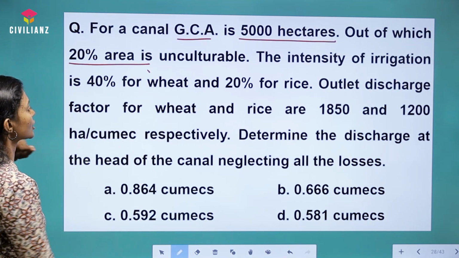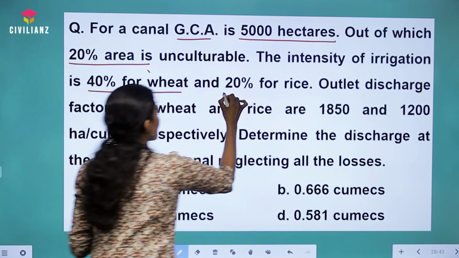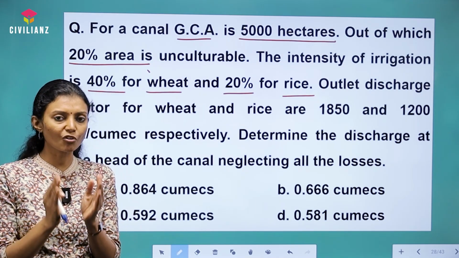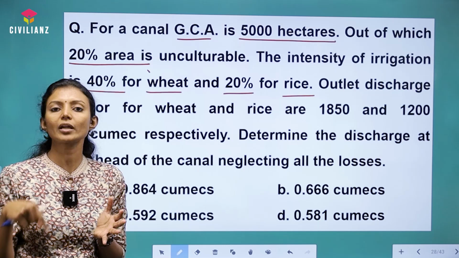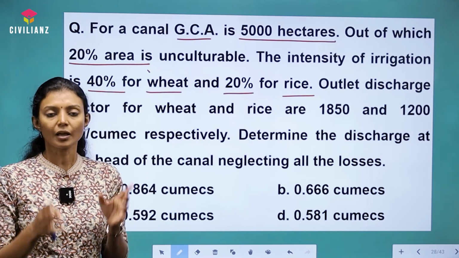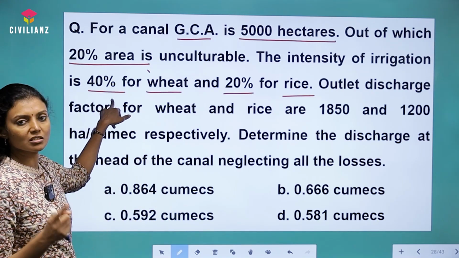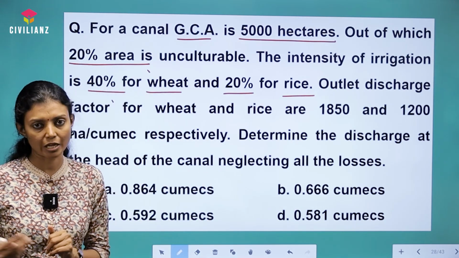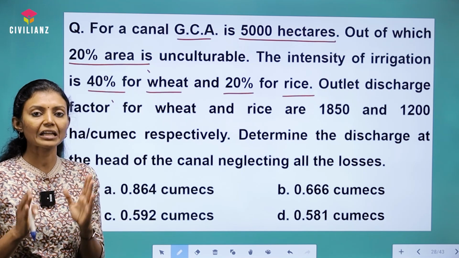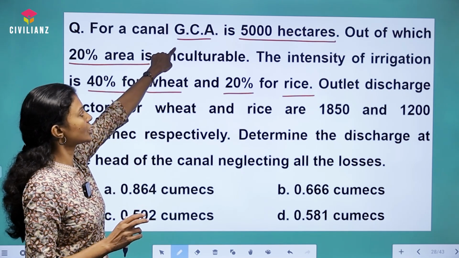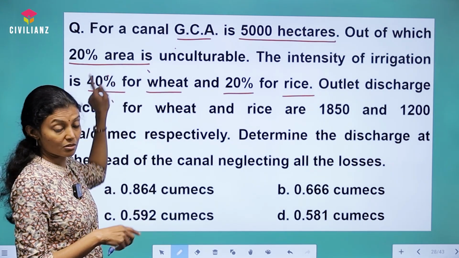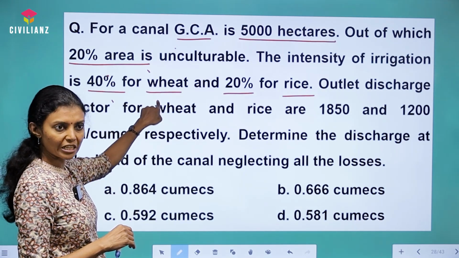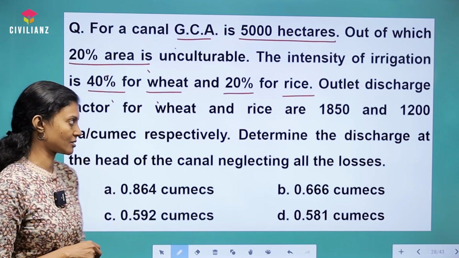The intensity of irrigation is 40% for wheat and 20% for rice. You already know what is intensity: the portion of CCA which was irrigated during 1 year. So here we are considering 2 seasons. For wheat, 40% of CCA was irrigated, and for rice, 20% of CCA was irrigated. So initially we have to find CCA. How to find CCA? GCA minus unculturable areas. From that CCA, you have to find out the area irrigated for wheat and the area irrigated for rice.